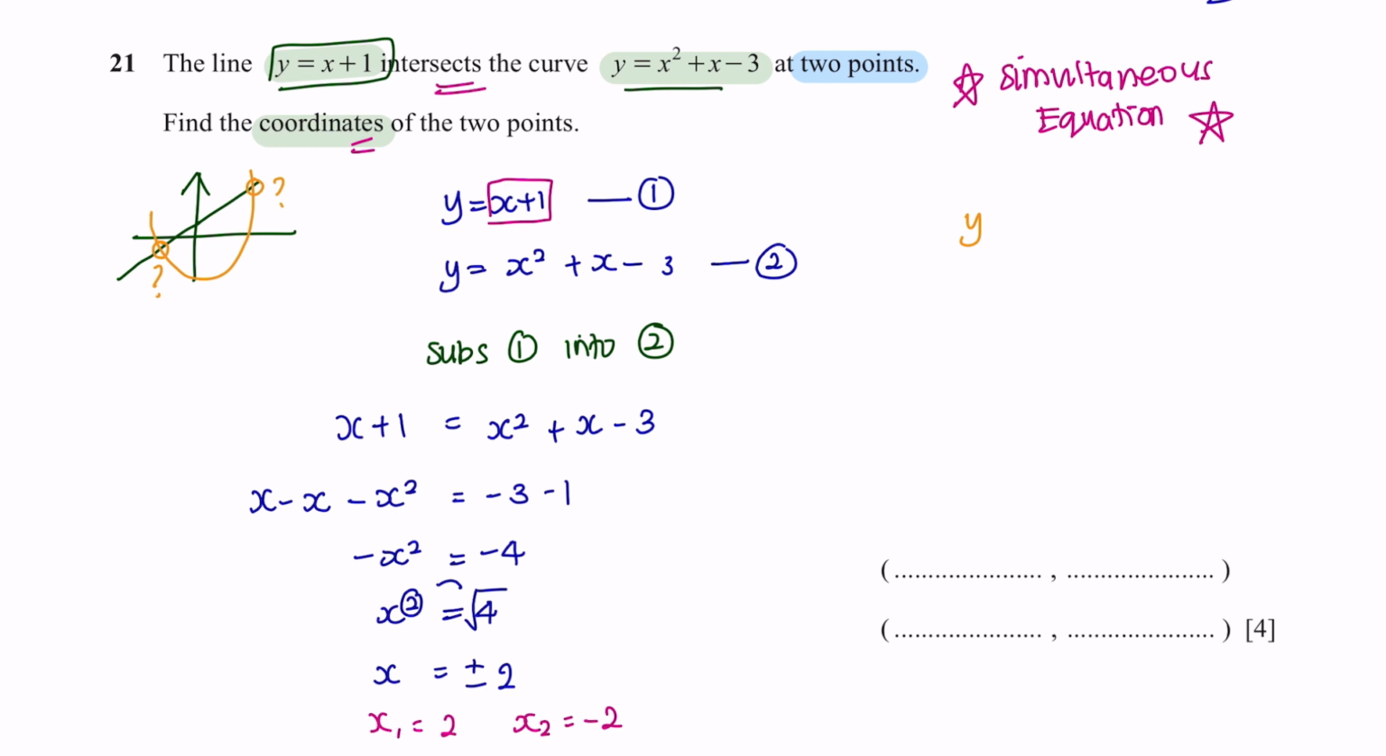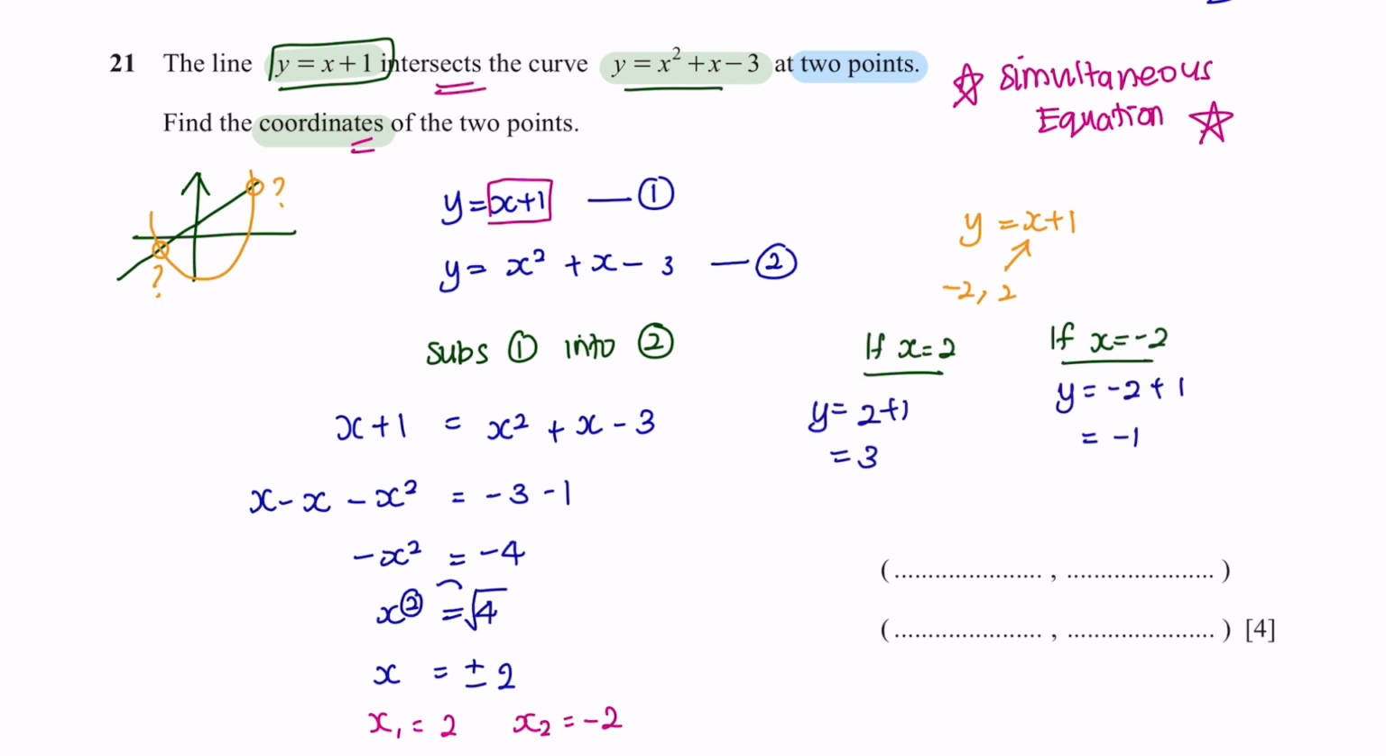Now we'll take again equation 1 and substitute the two values of x to find our y. So the first coordinate is 2 and 3, and the second coordinate is negative 2, negative 1.